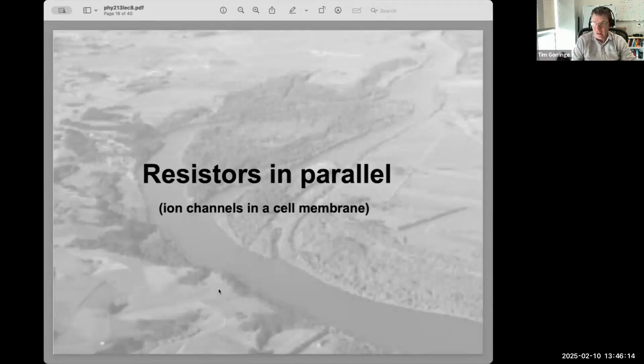Now let me move on to resistors in parallel. A classic example of resistors in parallel is the ion channels in a cell membrane. A cell membrane is this big bag that separates the conducting intracellular fluid from the conducting extracellular fluid. That bag has lots of pores in it. Those pores or holes, ion channels, act like resistors. Those resistors are all in parallel with one another. And we'll see what parallel means, but that's a classic example of a parallel arrangement of resistors.